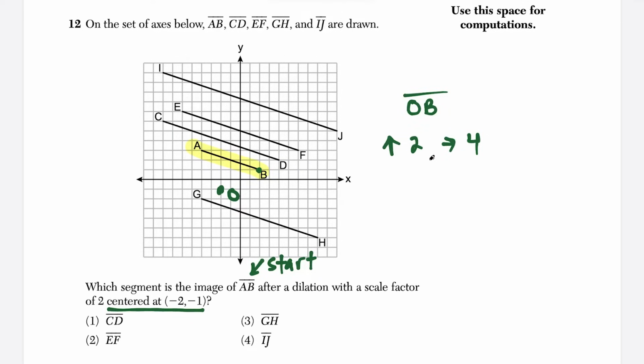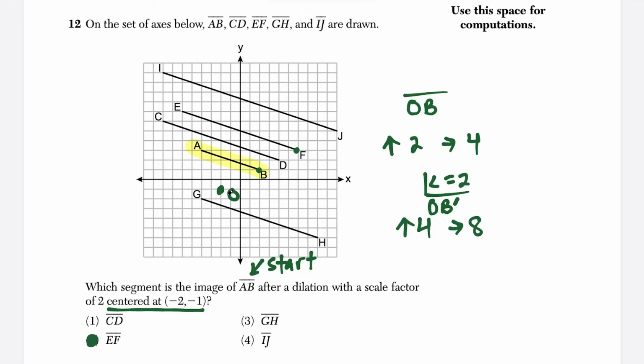So then what I'm going to do is I have a scale factor of 2, so I multiply this by 2. Instead of up 2, I'm going to go up 4 and I'm going to go over 8. This is going to bring me from O to B prime. And now let's see where this brings us. We go up 1, 2, 3, 4 and over 1, 2, 3, 4, 5, 6, 7, 8. So this is bringing us to point F. So right away, it's looking like choice 2. It's going to bring us to line segment EF.